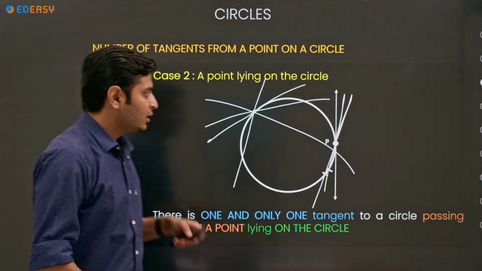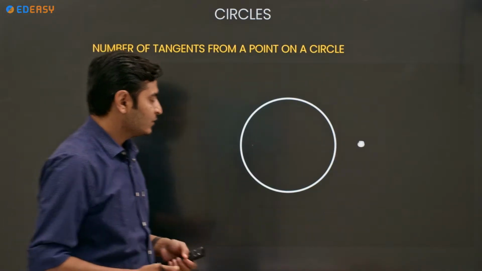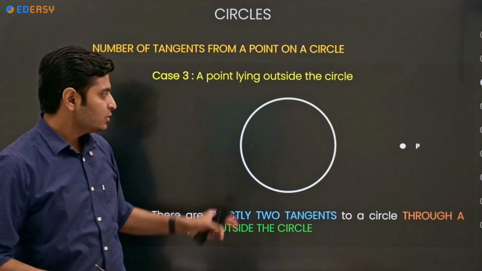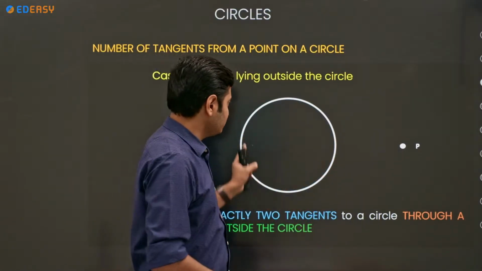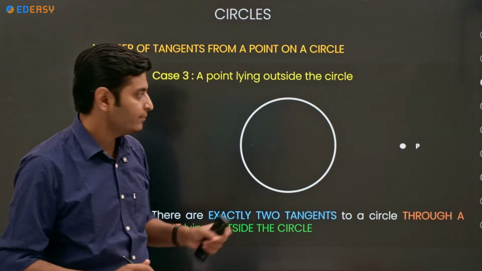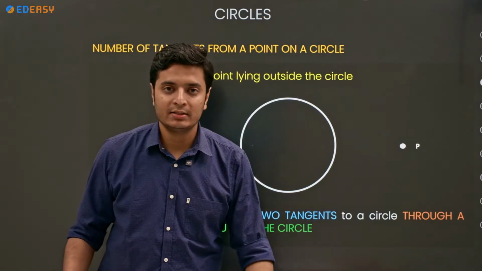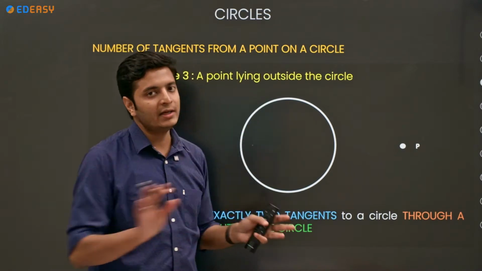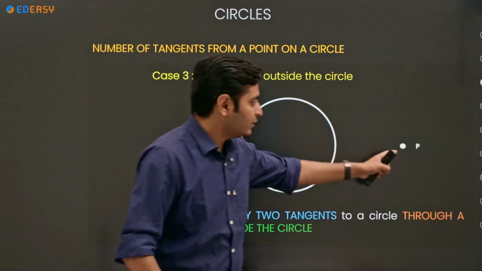Understood? The third case is very interesting. If a point is lying outside the circle, it can lie anywhere, correct? The inside region is a very fixed region, correct? The boundary is also very fixed. Inside is the area, this is the circumference, but outside it's an infinite plane, no? So it can be anywhere.